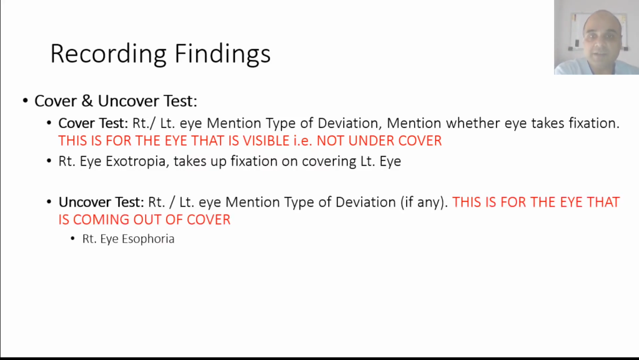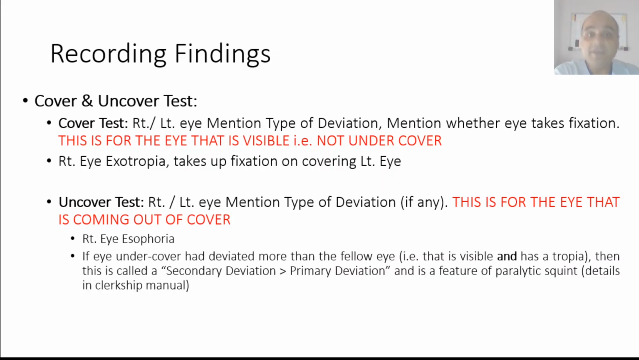For the uncover test, you mention the eye again, and you are doing this for the eye that is coming out of the cover. Remember that. So if it has an esophoria, say right eye esophoria. The eye under the cover has an opportunity to move, and move a lot. And remember, it is the eye that is coming out of the cover that we are looking at.